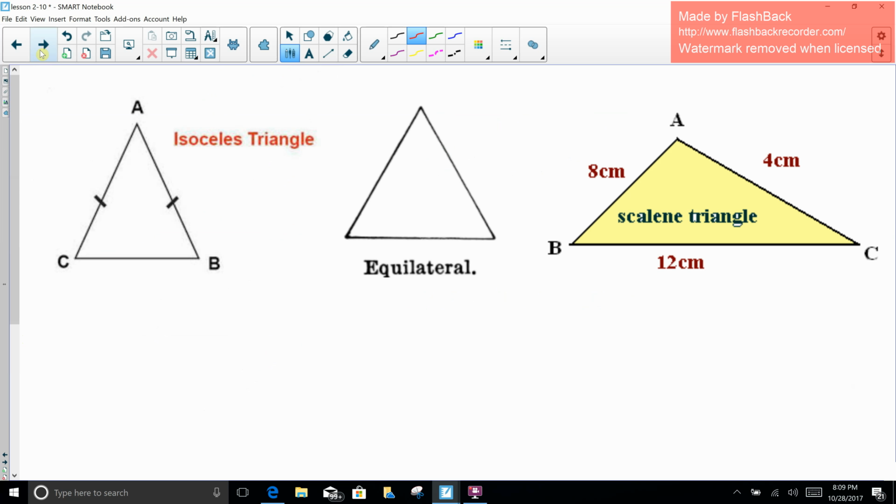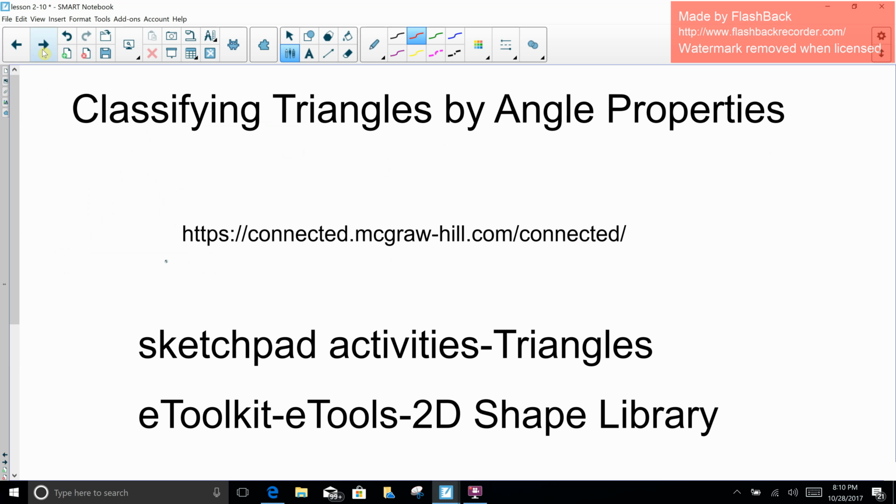There are other ways to classify triangles. We can classify triangles by the side lengths. So there is an isosceles triangle that has at least two equal sides. There is an equilateral triangle where all the sides are equal, and there's a scalene triangle that has no equal length sides. For this lesson, we're going to focus on classifying the triangles by their angle properties.